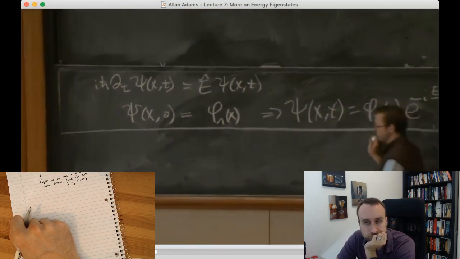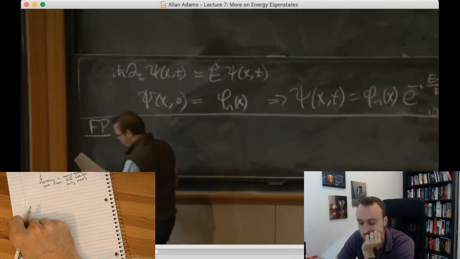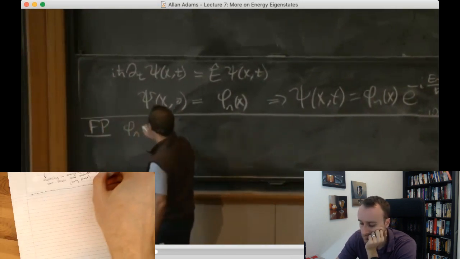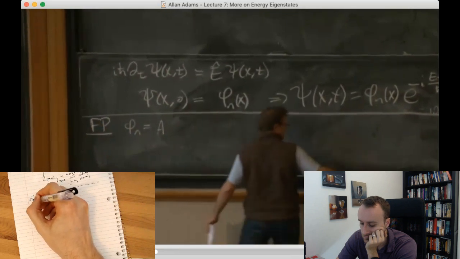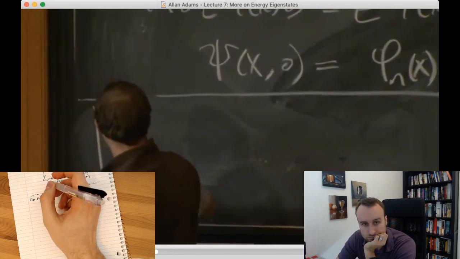And just to close that out, I want to remind you of a couple of examples that we did last time, just to get them on board. The first is a free particle. For the free particle, we have that our wave functions psi n are equal to a, well, actually, let me not write that down. Let me skip the free particle because it's so trivial. Let me just talk about the infinite well.